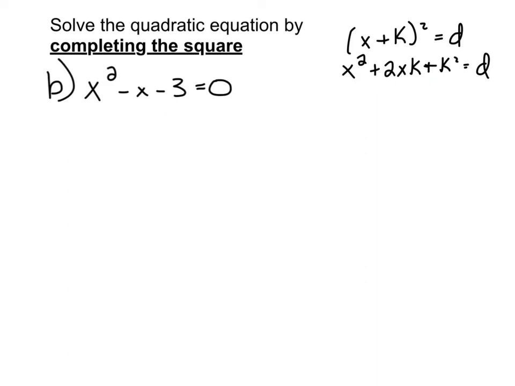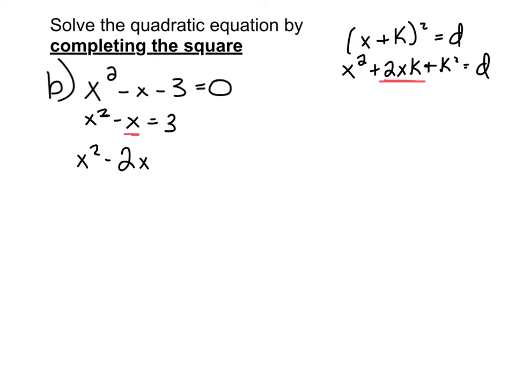Okay, so first thing I'm going to do is add 3 to both sides. So then I'll be left with x squared minus x equals 3, right? If I add 3 to both sides, that's what I'll have. Okay, next thing is I need to try to make this term here somehow look like this term over here, where I have 2 times x times some constant k. So to do that, I'm going to have x squared, and instead of writing minus x, I'm going to say minus 2x.